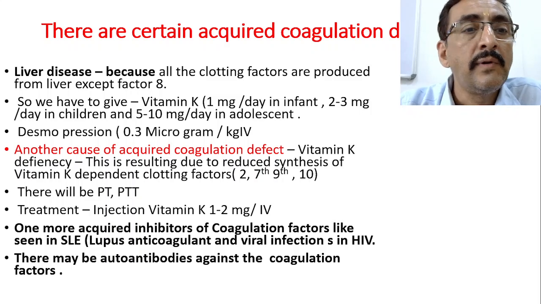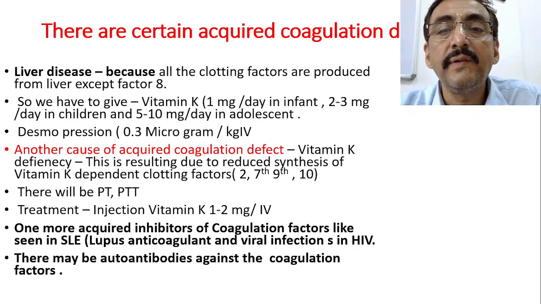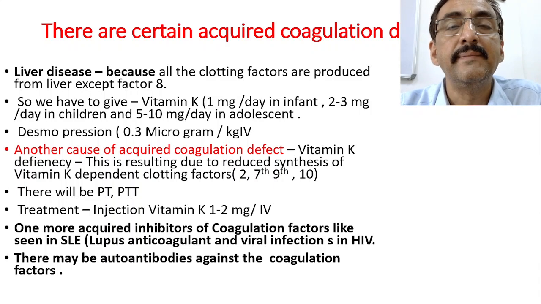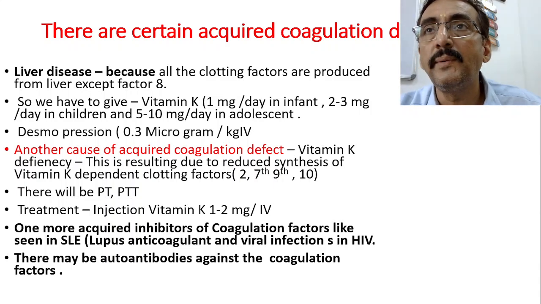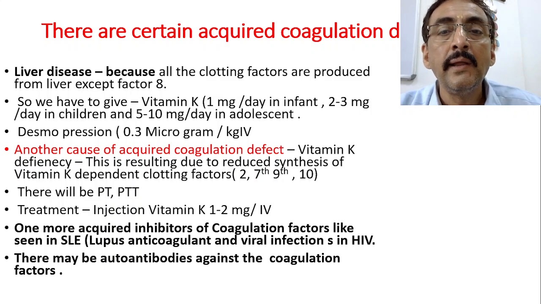Okay, so now another cause of acquired coagulation defect is vitamin K deficiency. This is not only because of liver problems, where the liver is not able to produce the coagulation factors. Sometimes there will be only vitamin K deficiency.